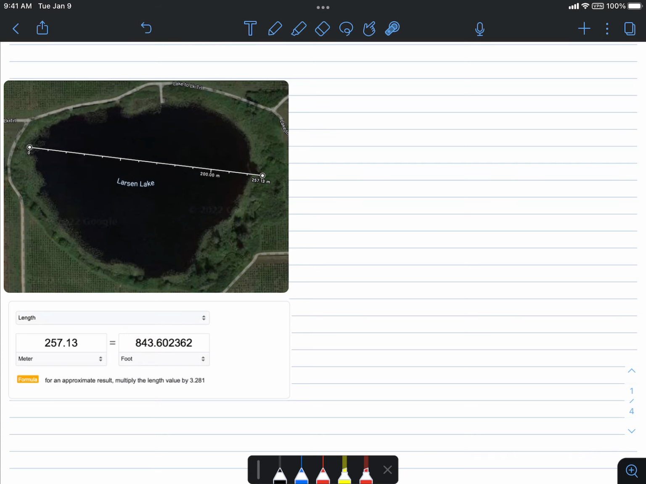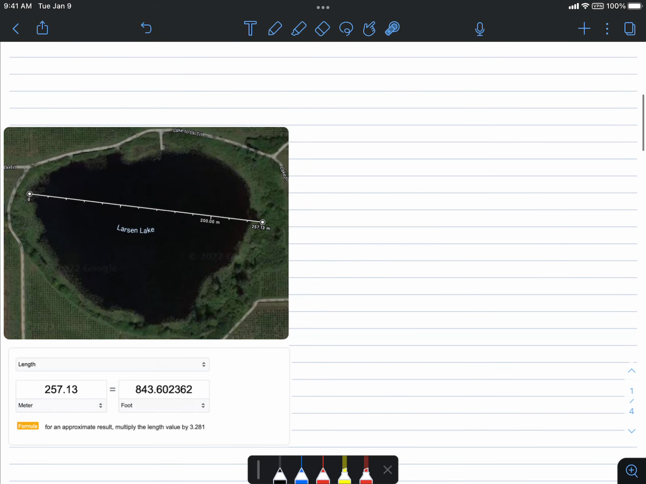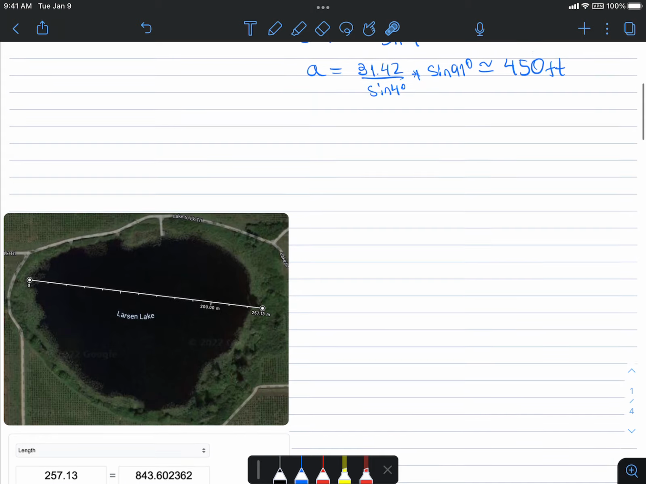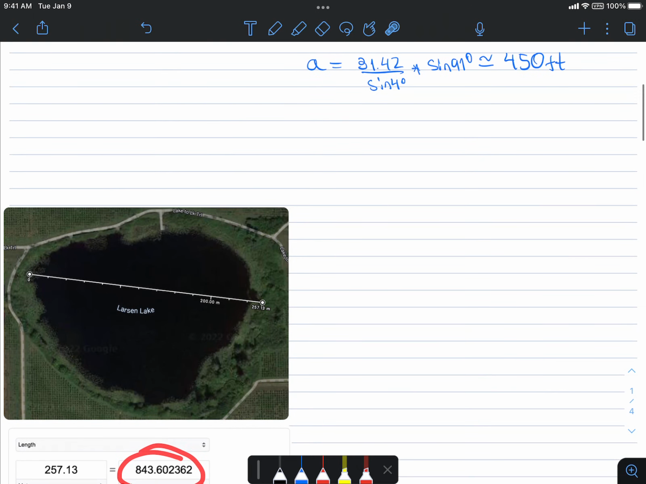And that's a big difference. Look, that's 450-ish, that's 844-ish. It's a lot, okay? That's almost double the distance. One positive thing about my calculation is that we're both in the hundreds. So this is in the hundreds of feet, okay, 800 feet, and this is 400 feet. So they're at least in the same order of magnitude.